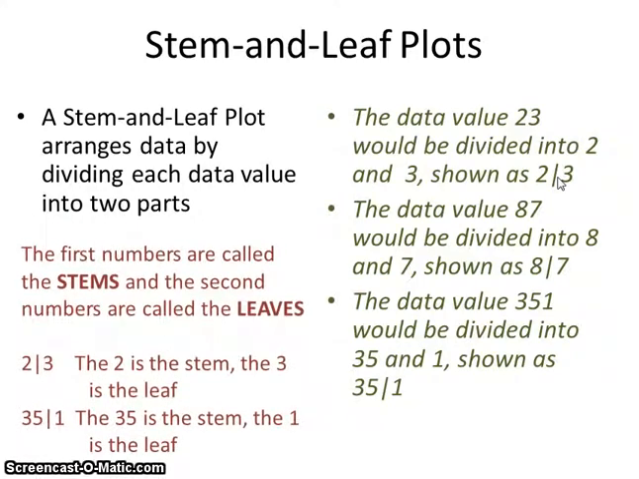The first numbers are called the stems and the second numbers are called the leaves. That's where they get the name stem and leaf plot. In 2 vertical bar 3, the 2 is the stem and the 3 is the leaf. And in 35 vertical bar 1, the 35 is the stem and the 1 is the leaf.